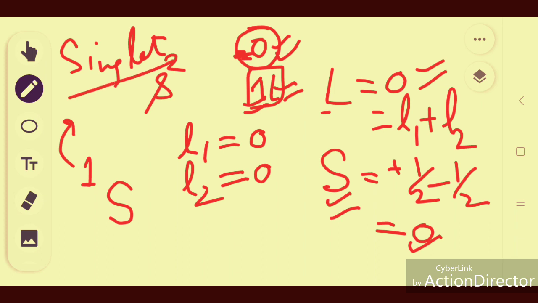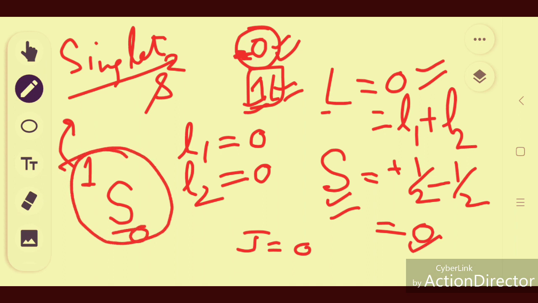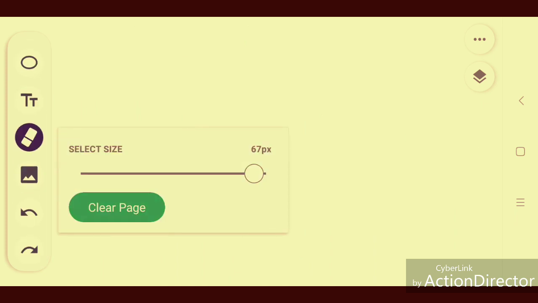And what will be the J value? The J value will be equal to 0 plus 0, which is equal to 0. So for the S2 configuration, the ground state term will be 1S0.